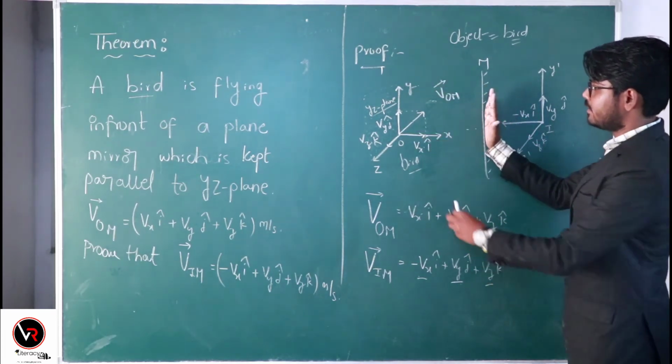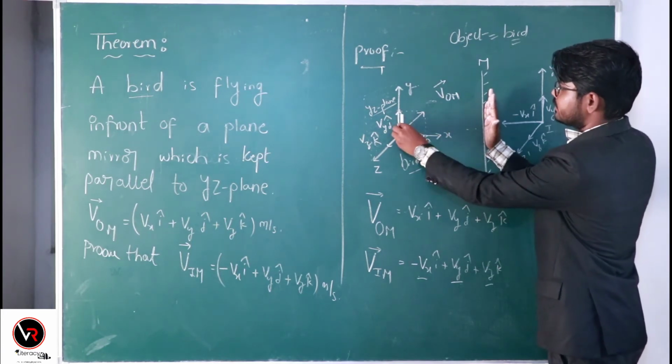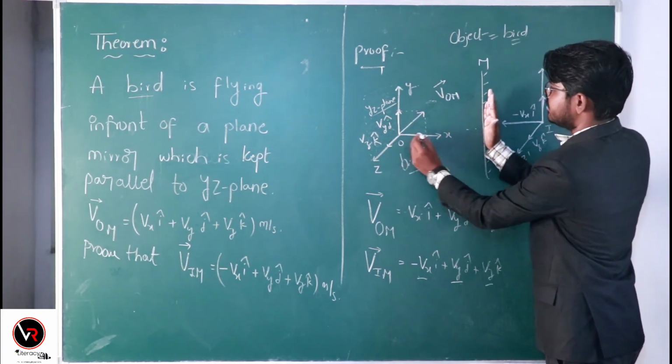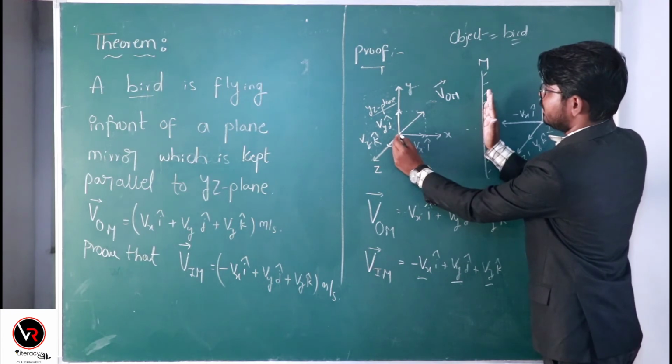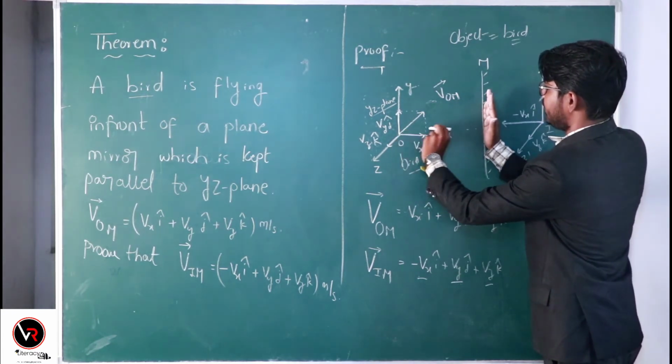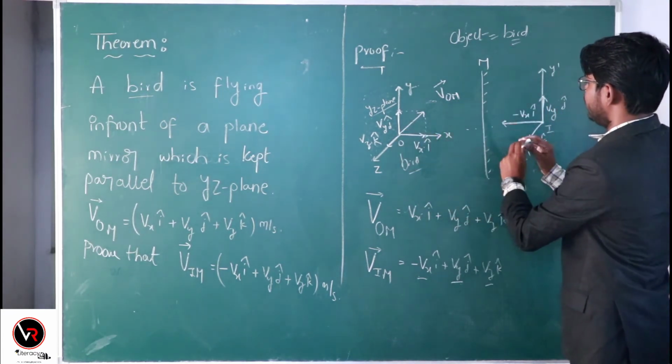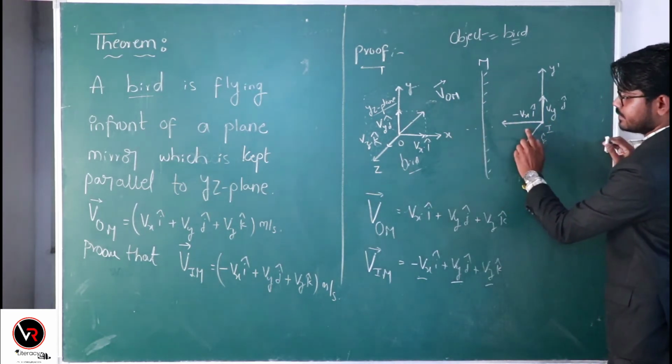So this is the plane mirror, this is the y axis which is parallel to this, and this is the z axis which is parallel to this. But this is the x axis which is perpendicular to this. So it reverses only this x axis.